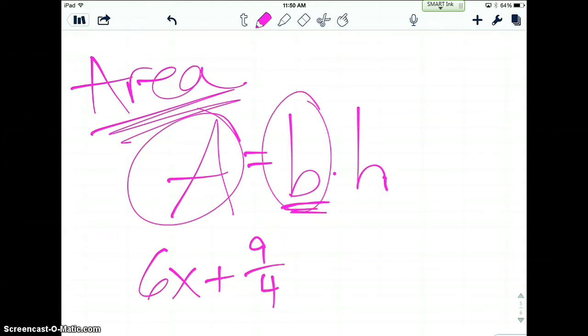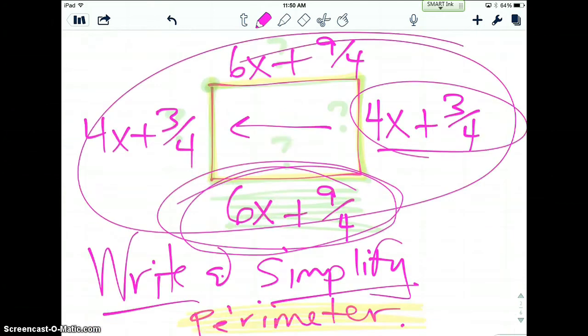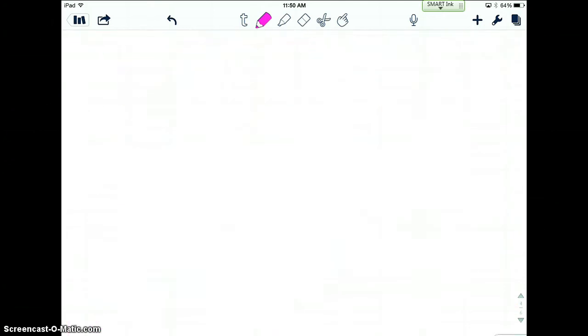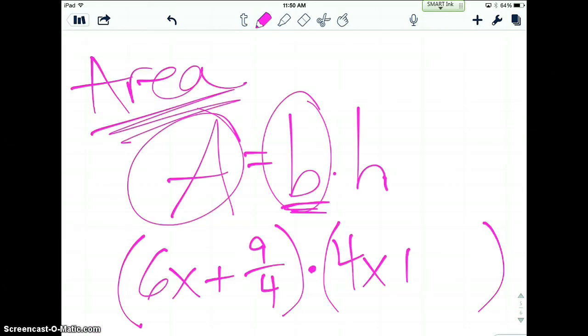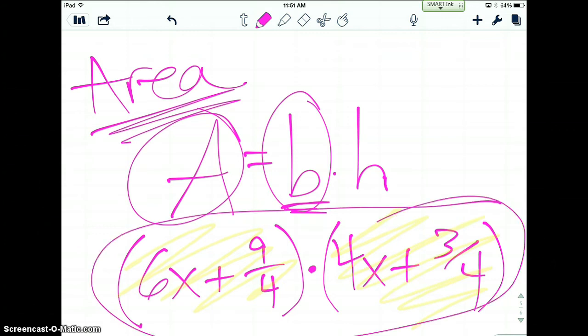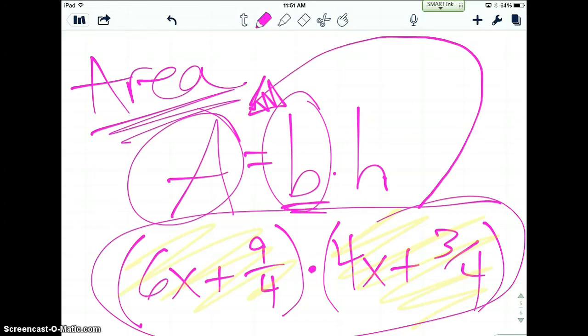And since it's being multiplied, I'm going to put it in parentheses because there were 2 terms. It's being multiplied with the height. And the height is 2 terms also. What was the height of that rectangle? It was 4x plus 3/4. So I have the base of my rectangle times the height of the rectangle. And that is an algebraic expression, not simplified yet, but an algebraic expression describing the area of that rectangle.